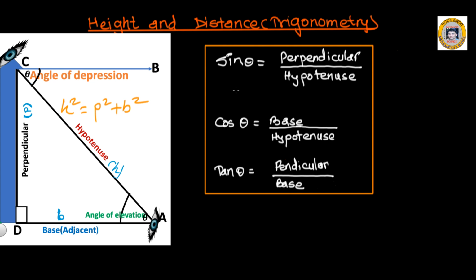The other thing we should know is the ratios sine, cosine and tangent of the theta. Sine theta is perpendicular over hypotenuse, whereas cos theta is base over hypotenuse, and tan theta is perpendicular over base.